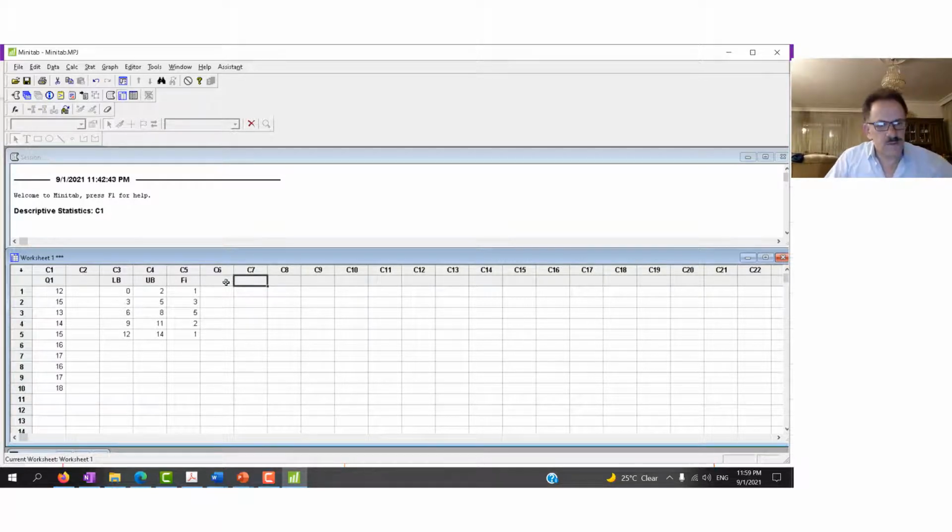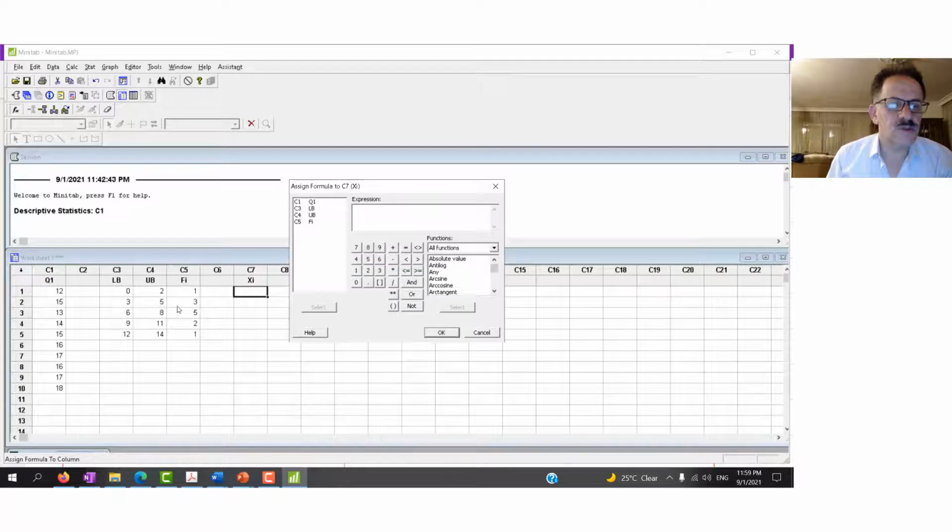So what I will do, first of all, I have to find the xi. How to find the xi? I will name this column xi. This is xi. Now here's the very important point. I will go to the function. Assign a function to this column.